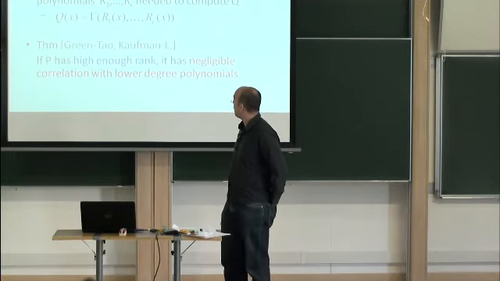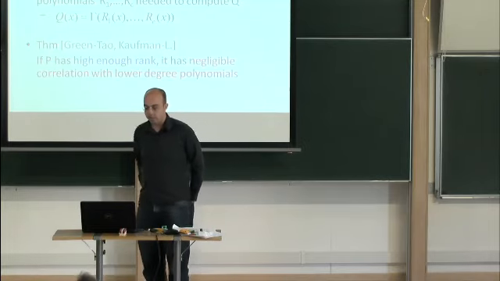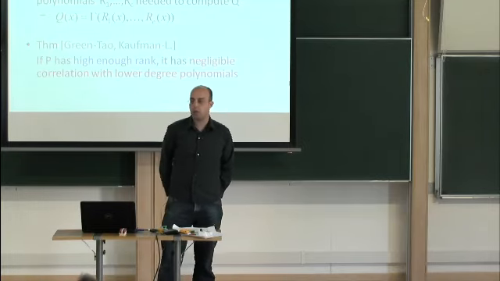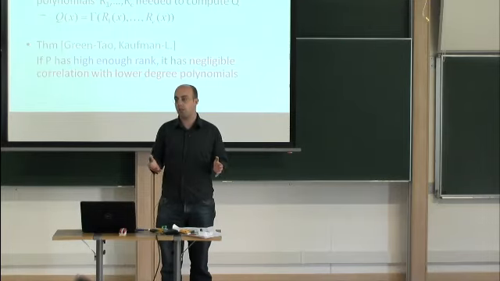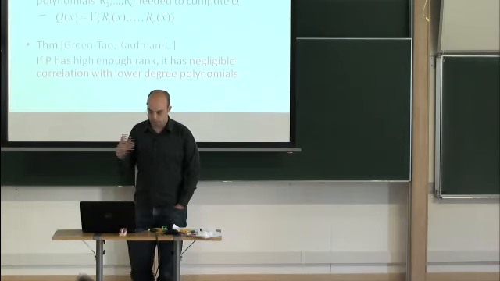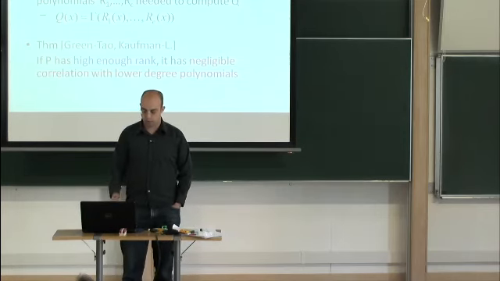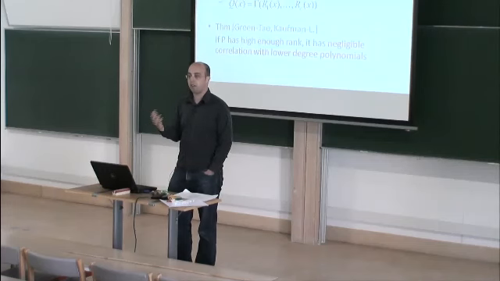Something which is important to note, that's a theorem of Ben Green and Terry Tao for large fields, and by Tali Kaufman and myself for small fields, is that if a polynomial really has high rank, then it really is equivalent to having no correlation with lower degree polynomials. So having no structure and having no correlation are really qualitatively equivalent. So you can think about high rank as some measure of pseudo-randomness of a polynomial. Similarly, you can think of matrices of high rank, or quadratic polynomials having high rank, as having no correlation with linear functions. So this is really the analog of that for higher degree polynomials.